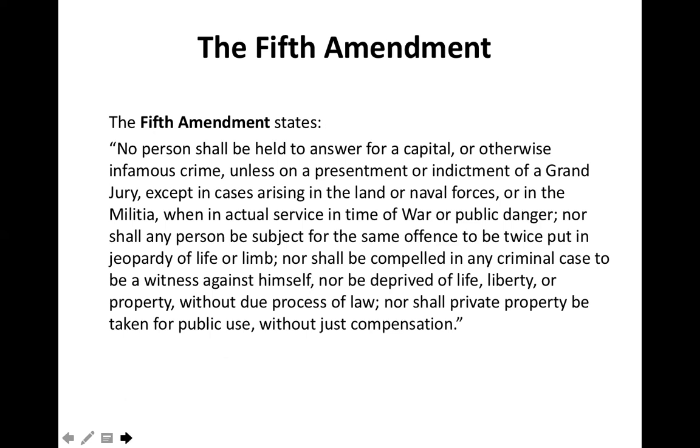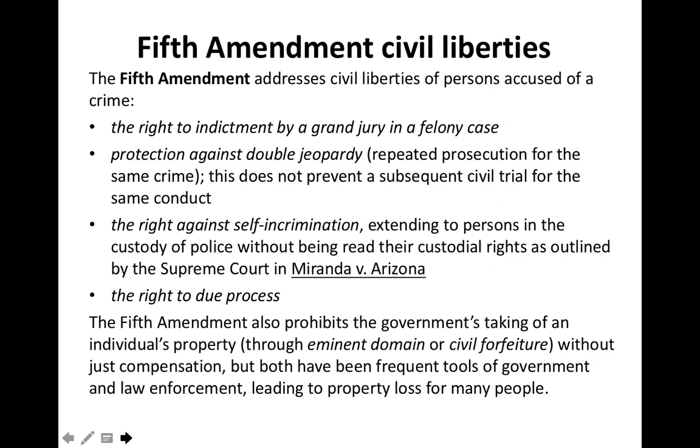So there's a lot in the Fifth Amendment. So, this breaks it down more. The right to an indictment by a grand jury in a felony case, protection against double jeopardy. This does not prevent a subsequent civil trial. When I think of that, I think of O.J. Simpson, right? O.J. Simpson was found not guilty for murdering his wife and her lover, but he was found civilly liable for the wrongful death.